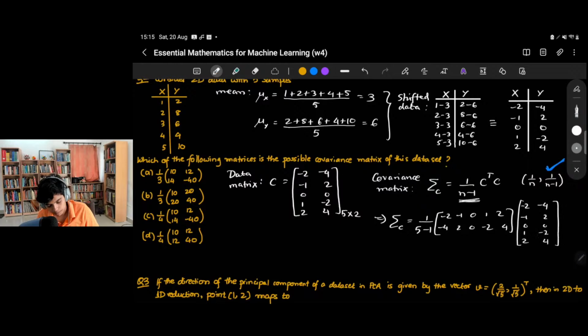So now simply we need to multiply. So the prefactor is 1 over 4 and then -2 into -2 plus -1 into -1 plus 0 plus 1 into 1 plus 2 into 2. That gives me 10. Then this row, first row over here, second column here, you would get 12. Then second row, first column, that gives you 12 again. And second row, second column gives you 40. So this is the covariance matrix, which is symmetric as it should be. So which one is the correct option out here? So D is the correct option.